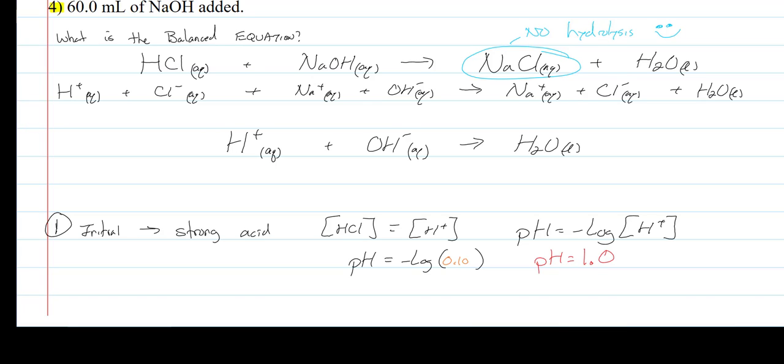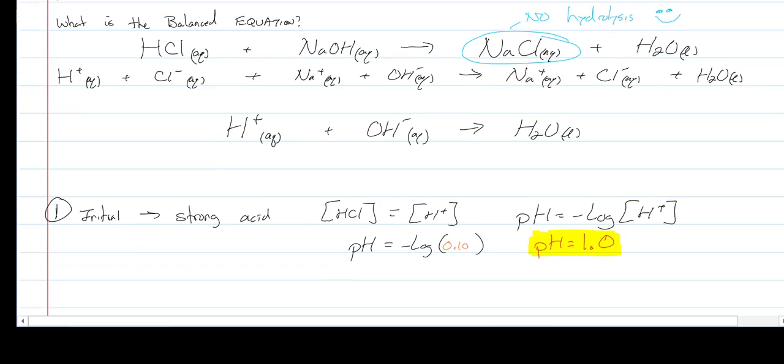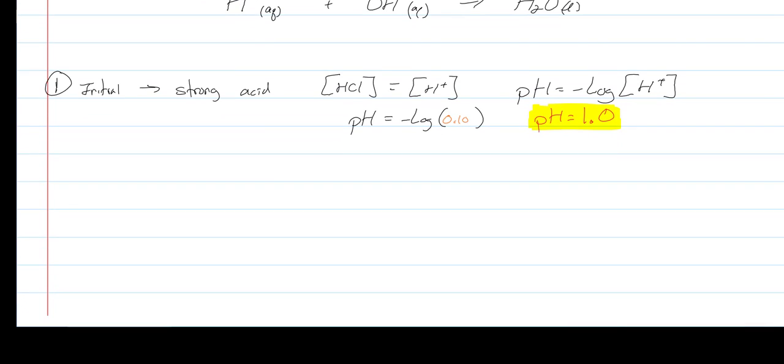Oh, it's not highlighted. Why is it not highlighted? There we go. pH is 1. Wonderful. So there it is. That's before any reaction. That's before the burette is opened and any sodium hydroxide goes into the flask or beaker. Next, part 2.